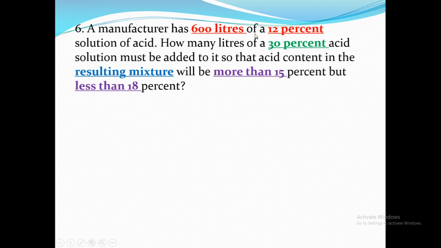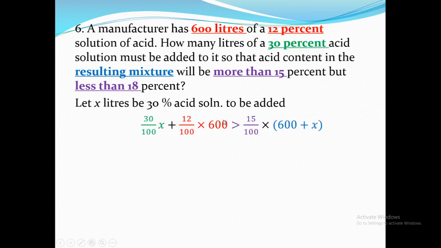So in that he has to add some amount, that is the x amount, we don't know. Okay, that amount of liters of 30% acid solution. So the acidity level must be more than 15 and less than 18. First we will go for more than 15, case 1. Then we will go for less than 18, case 2. Okay, right. Now I'll just state that 30% solution we are taking some liters. No, that is unknown. So let that be x. Let x liters be the 30% acid solution to be added to this 600 liters.